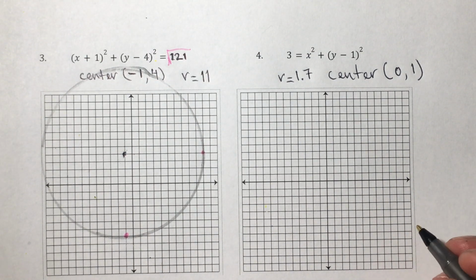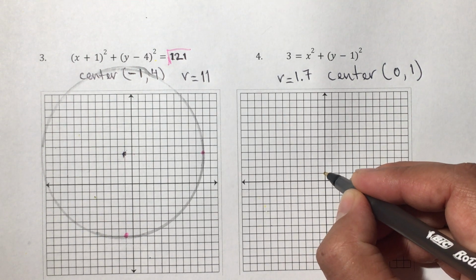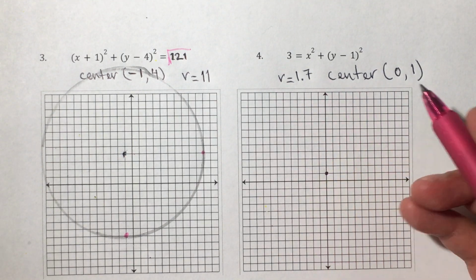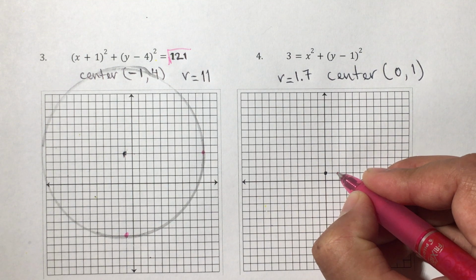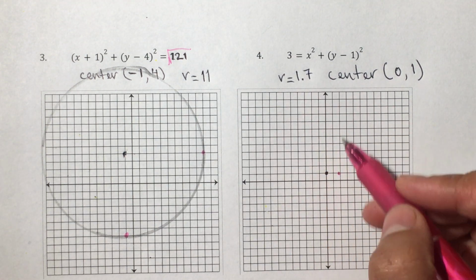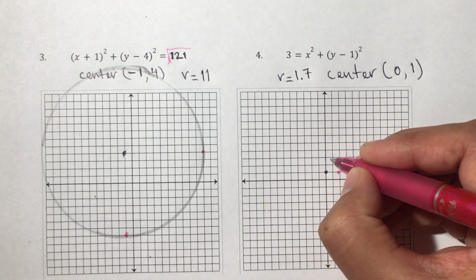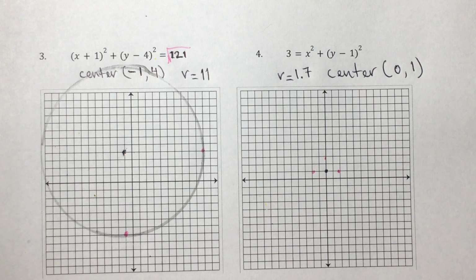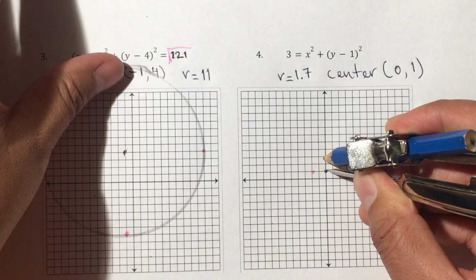So my center is at 0, 1. And then 1 is right there. And then the radius is 1.7, meaning 1 and a little bit more than half actually, because 1.5 would be 1.5. So around there. Again, you might want to do a different color and just the 2 points, and that's it. So tiny.